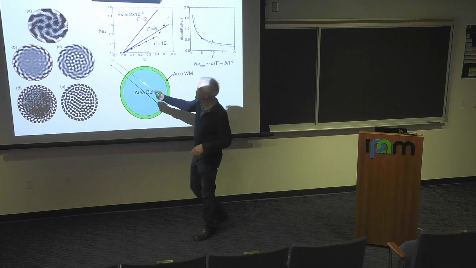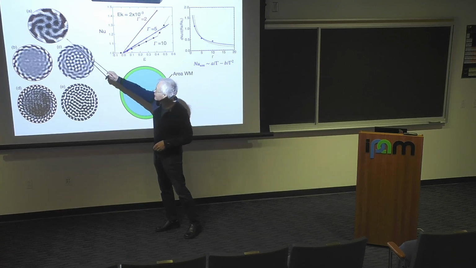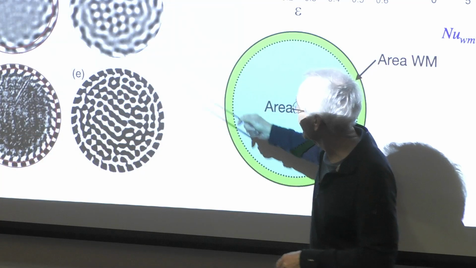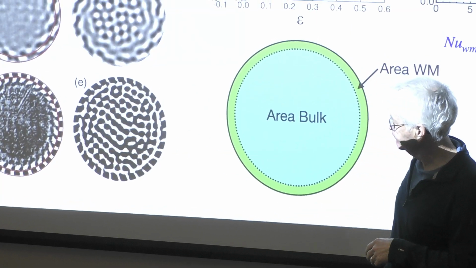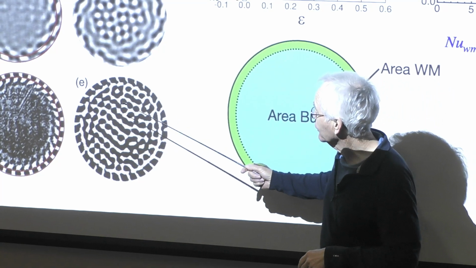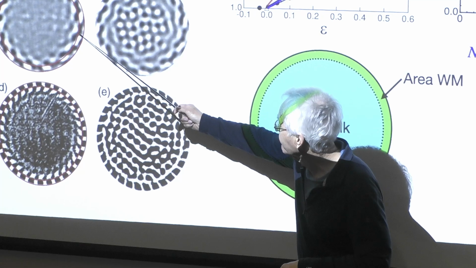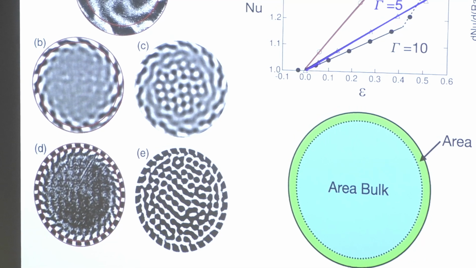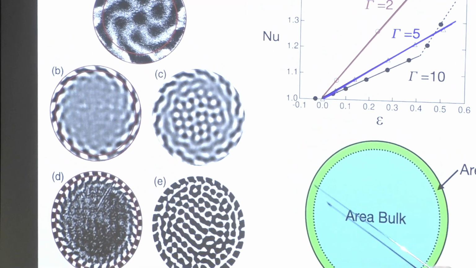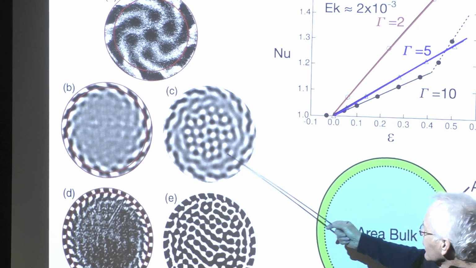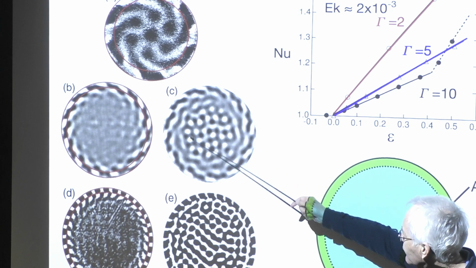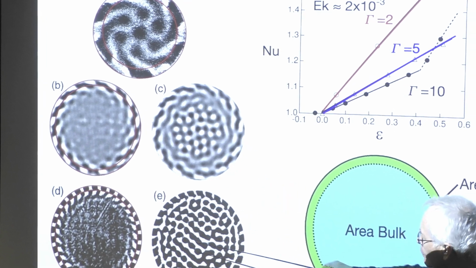So here's another feature: here's the width of the wall mode state for different aspect ratios. This is 2, 5, and 10. And one of the things you can see is that this gets a little narrower, considerably narrower with respect to the total radius. And you can also see that the bulk state now is less obvious in the middle than it is here when the aspect ratio gets very large.